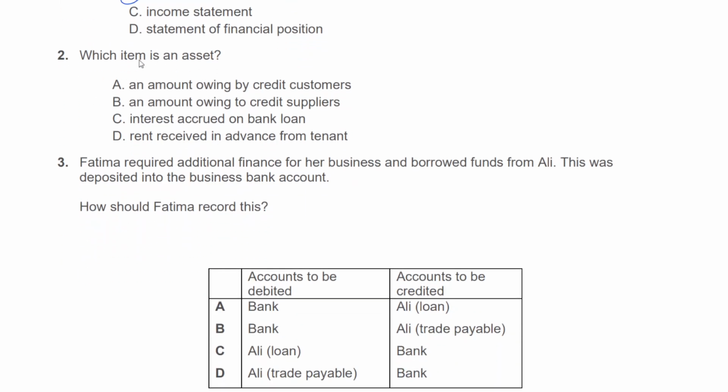Simple. Which item is an asset? An amount owing by credit customer. When customers owe you, that is your asset. That's called trade receivables, right? Trade receivables are the assets. A is the answer. Let's move on.